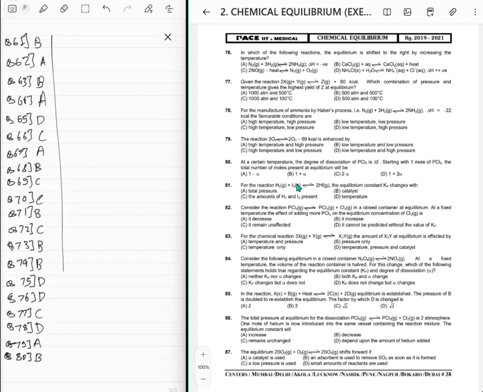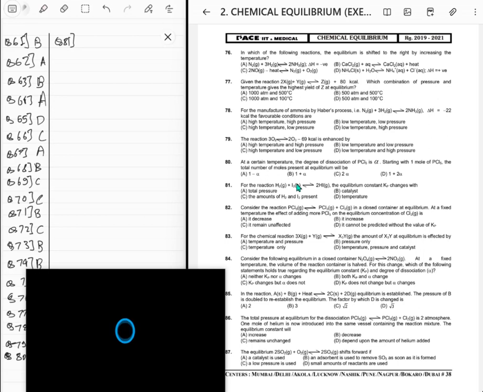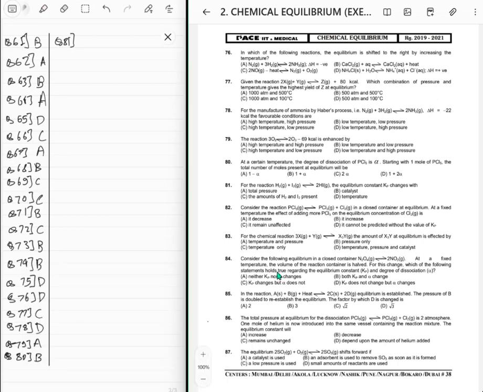Question number 81. For the reaction, the equilibrium constant Kp changes with pressure? No, C is incorrect. Catalyst, no. Temperature, yes. So 81D.